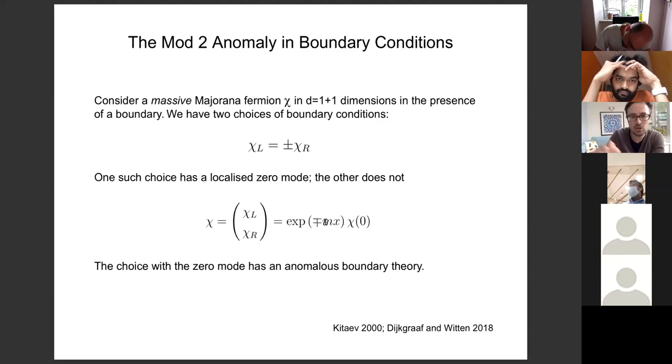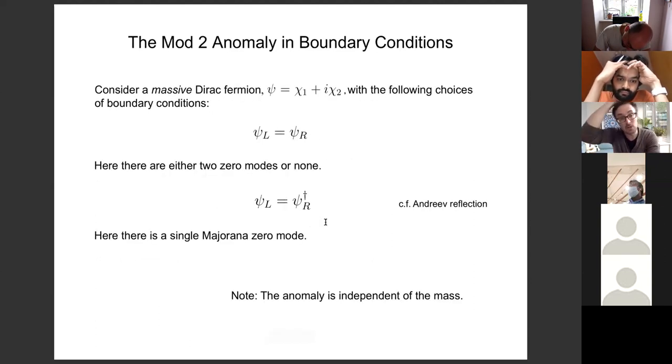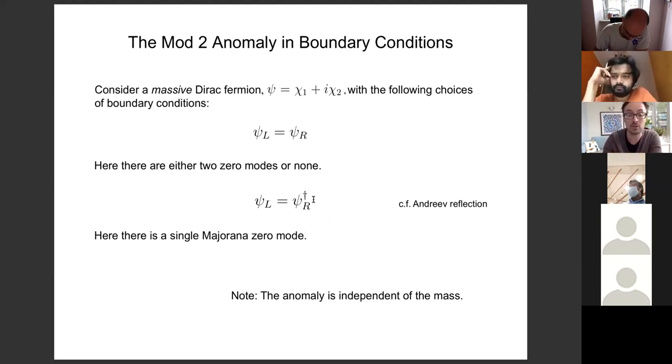All right. To rehash this in a slightly different way, let me consider the story for a Dirac fermion in 1 plus 1 dimensions. A Dirac fermion is a complex fermion, it's two Majoranas. Again, there are two different choices of boundary conditions. One choice is, I think, the natural one. It's that the left-moving Dirac fermion turns into the right-moving Dirac fermion. By the way, when I write this, I mean that these are conditions imposed at the boundary. As you can see, the boundary condition preserves the U(1) symmetry, which rotates the phase of the Dirac fermion. That means that this conserves particle number or charge number. In terms of the two Majoranas, this condition imposes the same kind of boundary condition on chi1 and chi2.